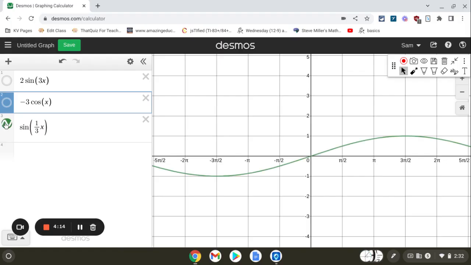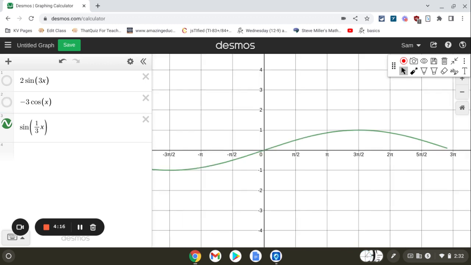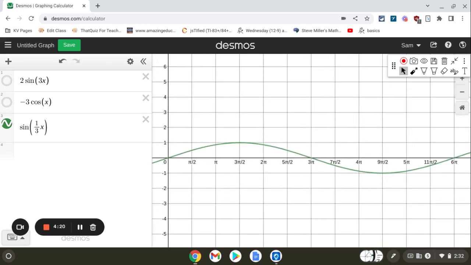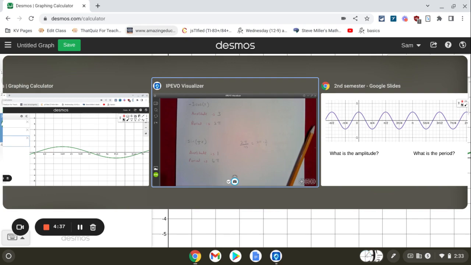Okay, this one's going to look kind of wonky. If I scroll over here, there we go. It doesn't complete a full sine wave until it gets to 6 pi, because that 1/3 is like a nerf on the function. It's slowing the function down. All right, let me look at one other thing here.